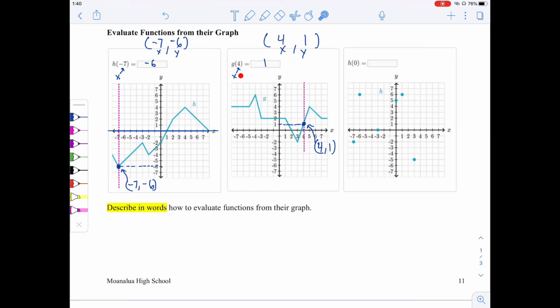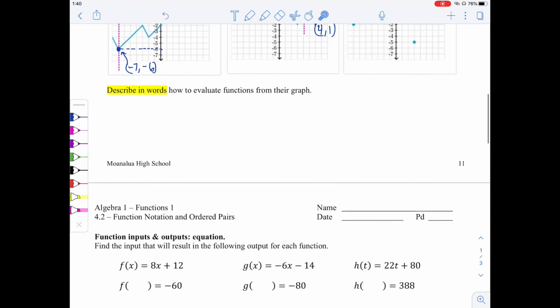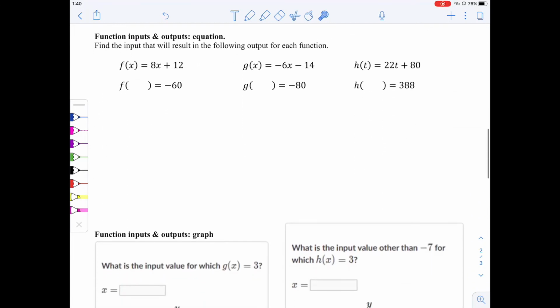When x is 4, we go x is 4. We go where it intersects right here, and that is when y is 1. And that's 1. This one, h of 0, you just go intersects right there. Y is 5. And that's how you do it. Yeah, that's using a graph.